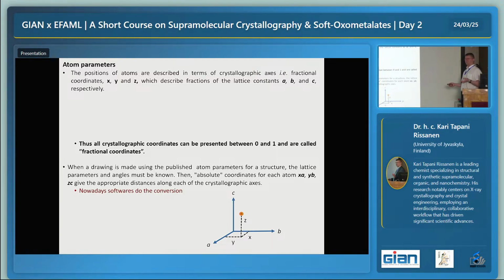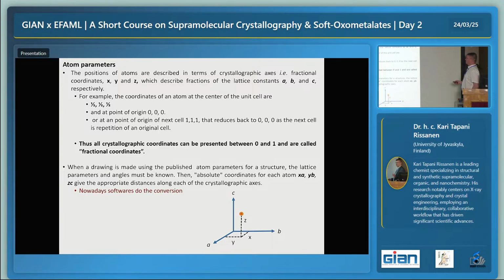So we don't have to worry about this. It simplifies things a lot. For example, the coordinates of the atom at the center of the unit cell, whatever the unit cell is, small or large, always has coordinates half, half, half, because it is exactly in the center of the unit cell.